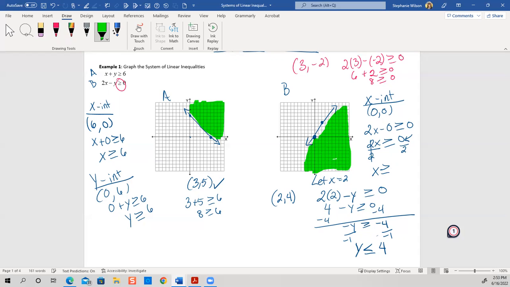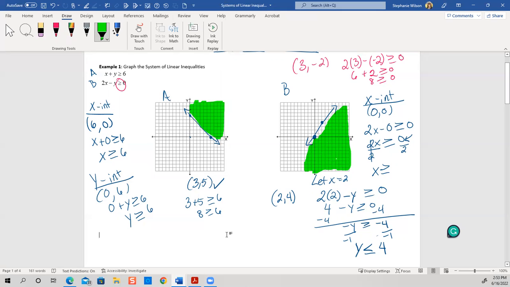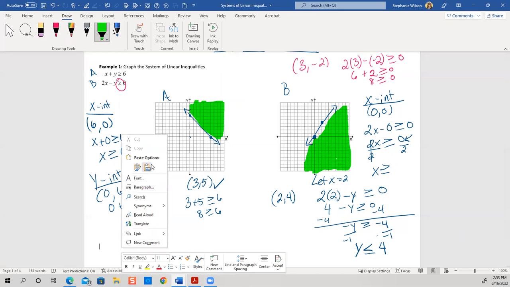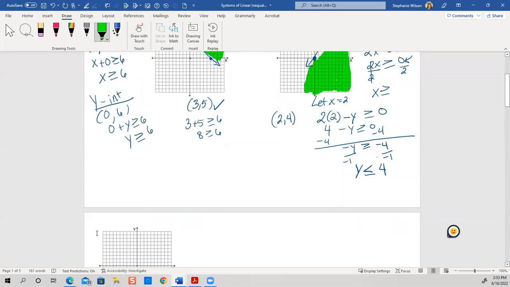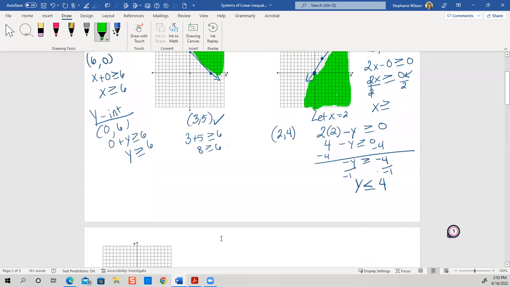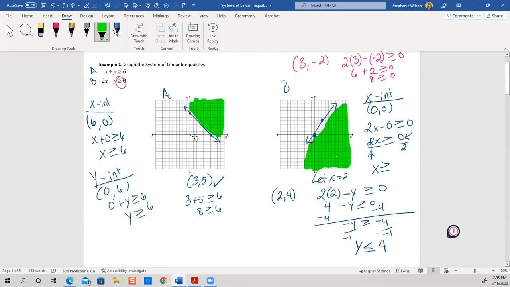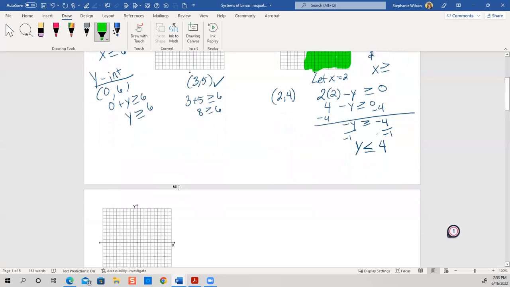So now this is where I need the overlap. This is where I need the other graph. Let me take a picture and paste it right here. Let's see if they'll let me bring it back up here. No, it's not going to let me. So what we're going to have to do is memorize. We've got ordered pairs 6, 0, and 0, 6.